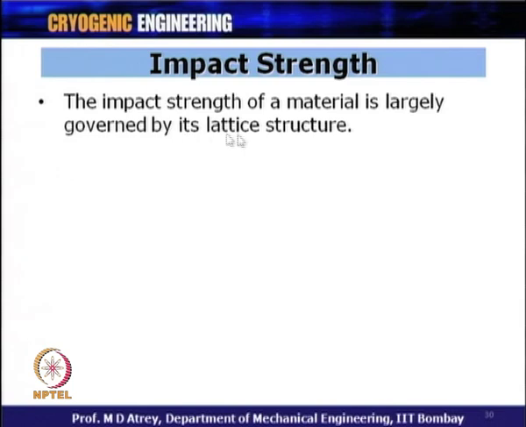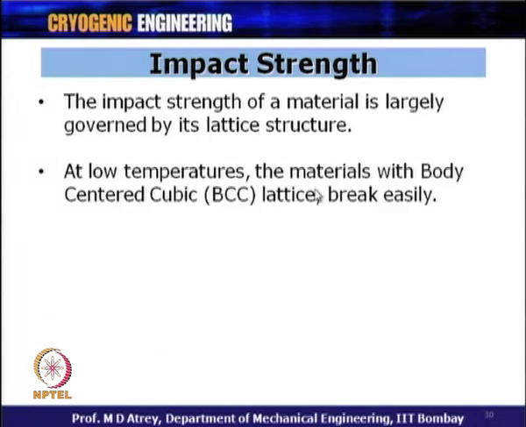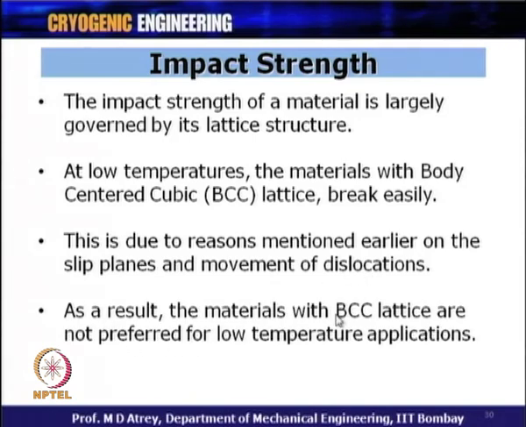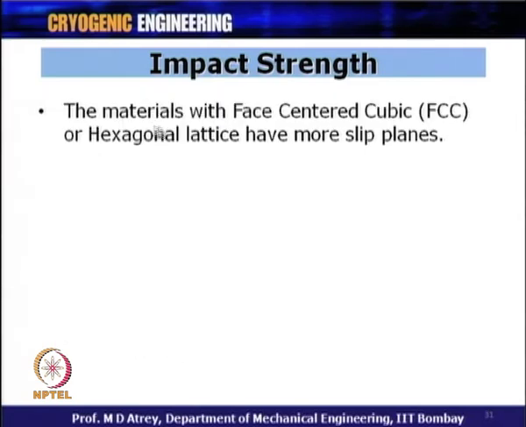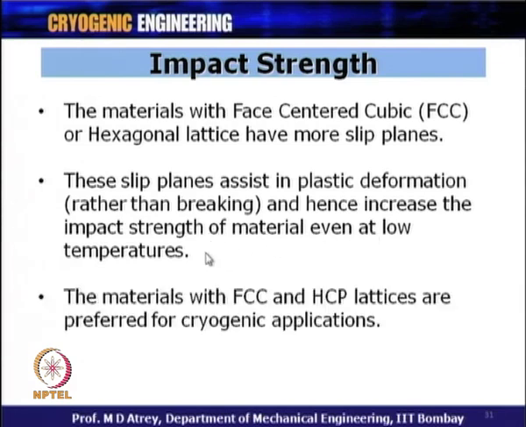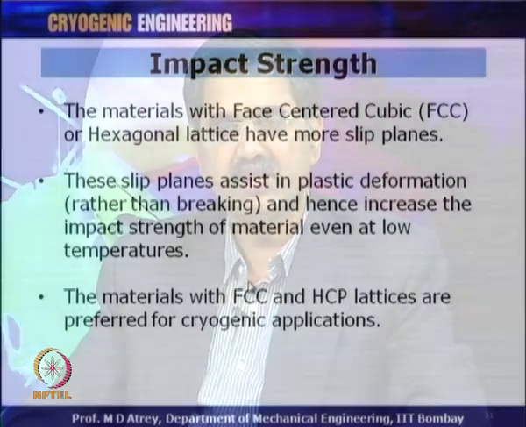The impact strength of a material is largely governed by its lattice structure. At low temperature, the materials with body centered cubic lattice break easily. That means BCC, which has minimum slip planes, breaks easily because the dislocations cannot move in this case. This is due to the reasons mentioned earlier on the slip planes and movement of dislocations. As a result, the materials with BCC lattice are not preferred for low temperature application. The materials with FCC or hexagonal lattice have more slip planes, and these slip planes assist in plastic deformation. As we know, dislocations can easily travel through FCC material and through HCP material, and hence increase the impact strength of the material even at lower temperature. As a result, the materials with FCC and HCP lattices are preferred for cryogenic application, while BCC materials like carbon steel are not preferred for cryogenic application because they become completely brittle at lower temperature, or the impact strength is very, very low at low temperature.